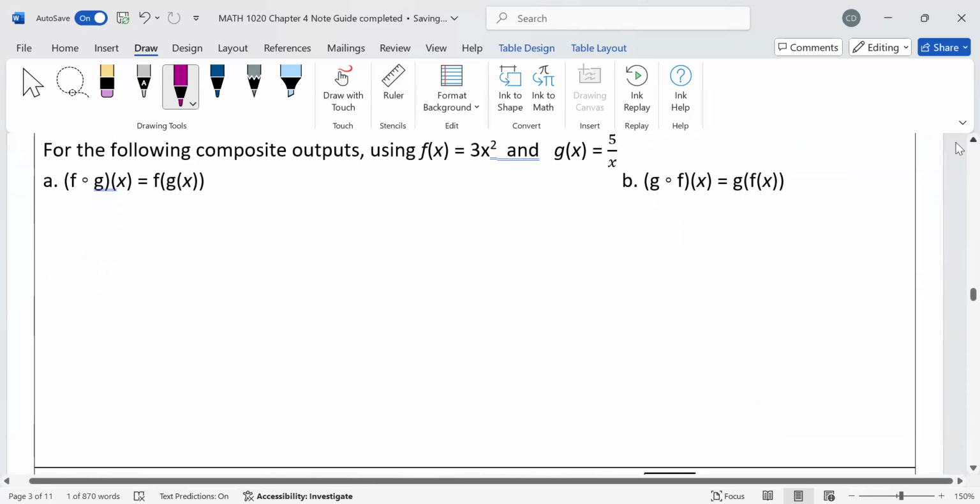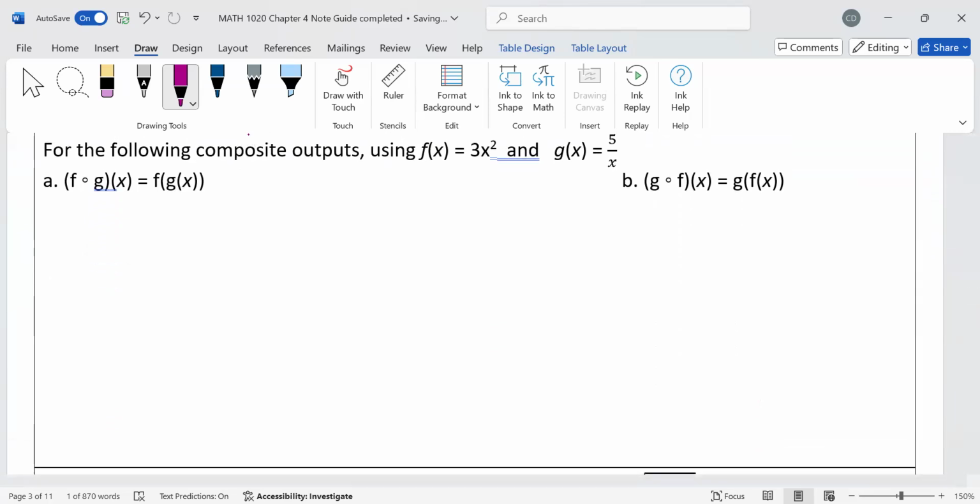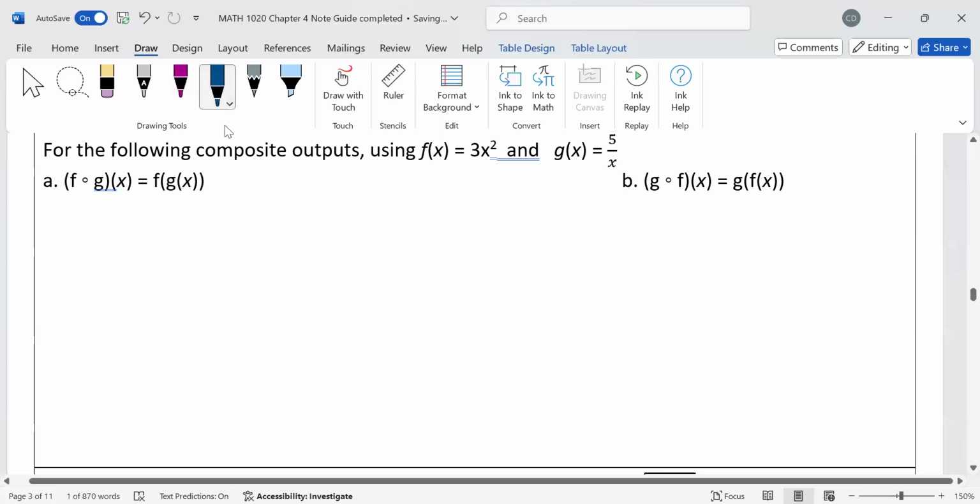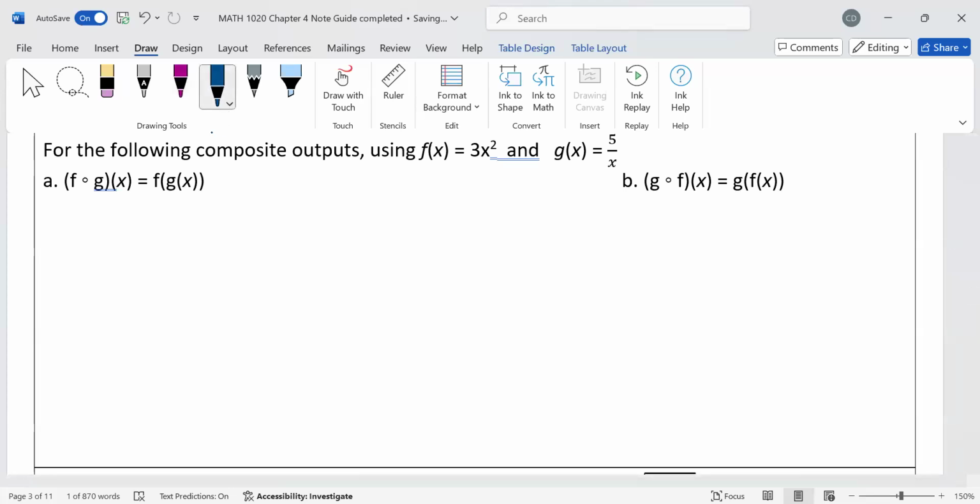We're going to do a few more of these. And the composition of functions only have 2 parts. The other ones have more than 2.